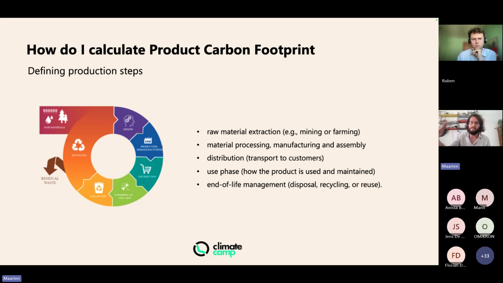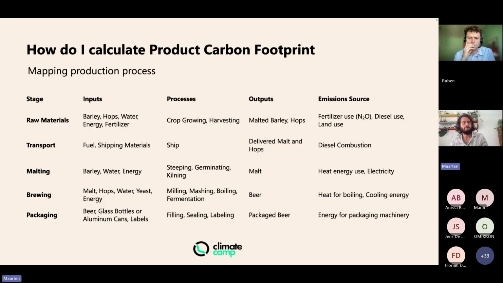Obviously, this is a very simple representation of the value chain. You often have multiple processing steps, manufacturing steps, transportation between the different steps as well. But when you want to calculate PCF, it's good to make a visual overview of all the different production steps which happen in the creation of your products. Once you have these production steps, you start with mapping the production process.